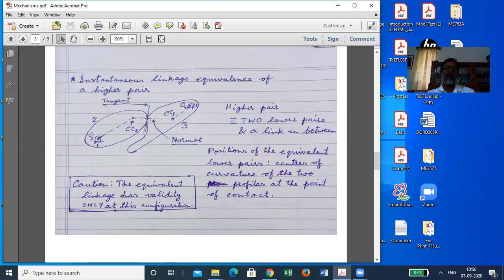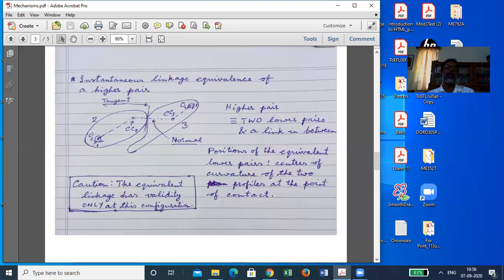So, along the common normal, take that radius of curvature, mark this point, center of curvature of link CC2. Similarly, on this side, for this profile, for which the curvature may be different, radius of curvature may be different, because they are not necessarily mirror images of each other, you will have center of curvature of link CC3. Now, entire motion transmission at this instant, at this configuration, will be the same as if between link 2 and 3 there were a revolute pair here.